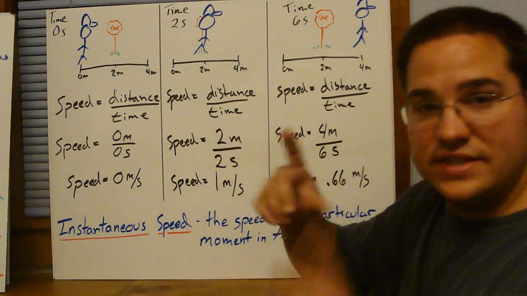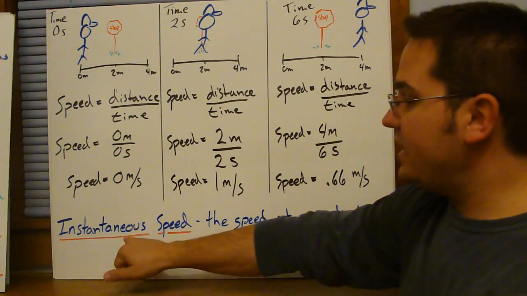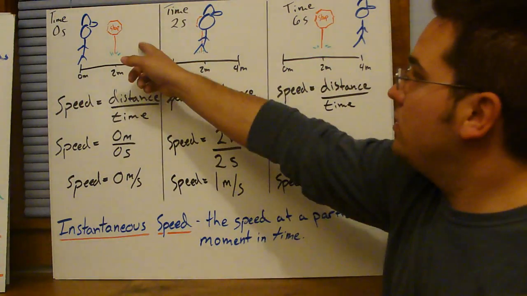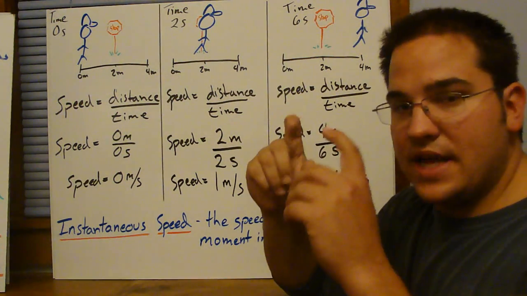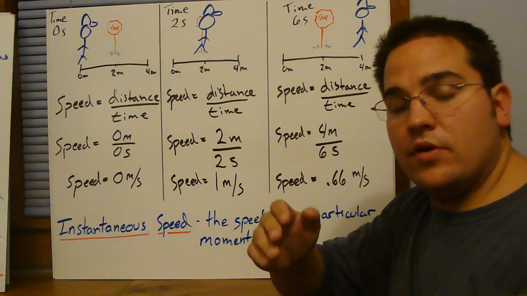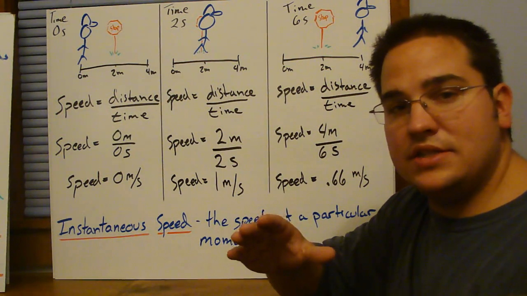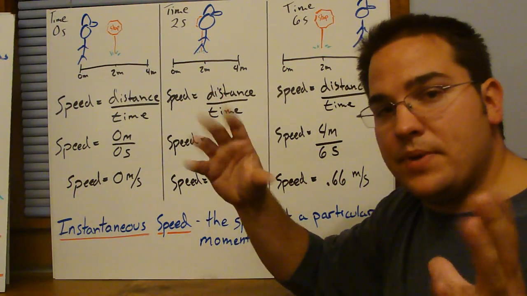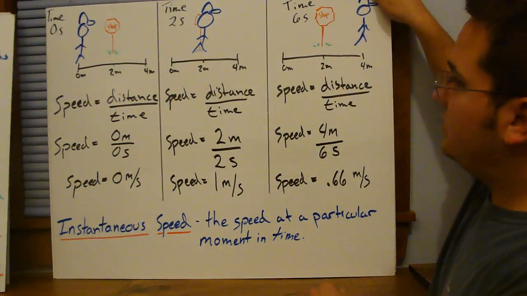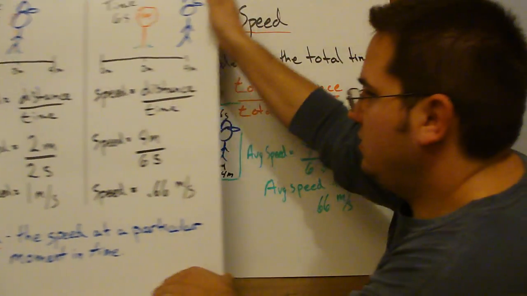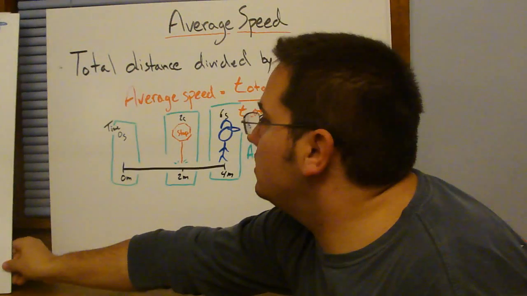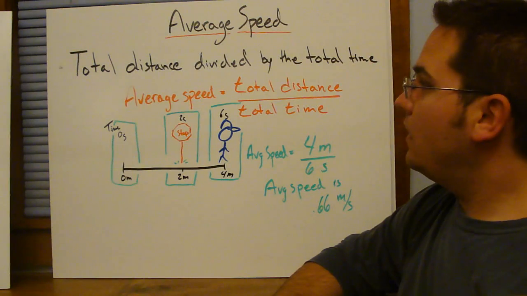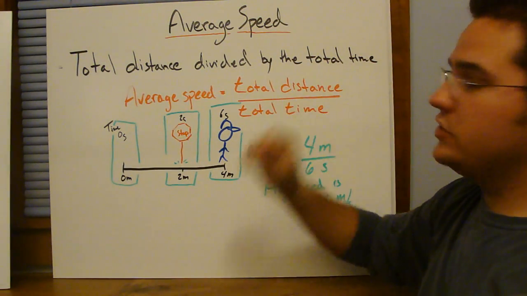Each one of these is a snapshot in time. This is the instantaneous speed, the speed at a particular moment in time. 0 seconds, 2 seconds, and 6 seconds. Snap, snap, snap. Right? However, when dealing with speed, a lot of times we're not going to deal with these instantaneous moments. What we're going to look at in the big picture is the average speed. The total distance divided by the total time.